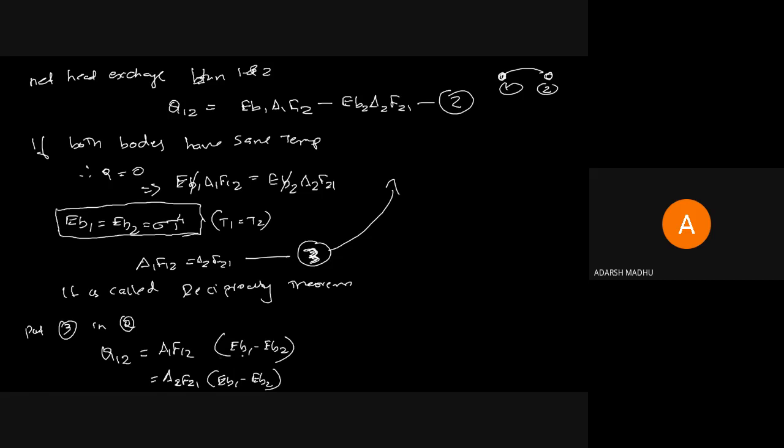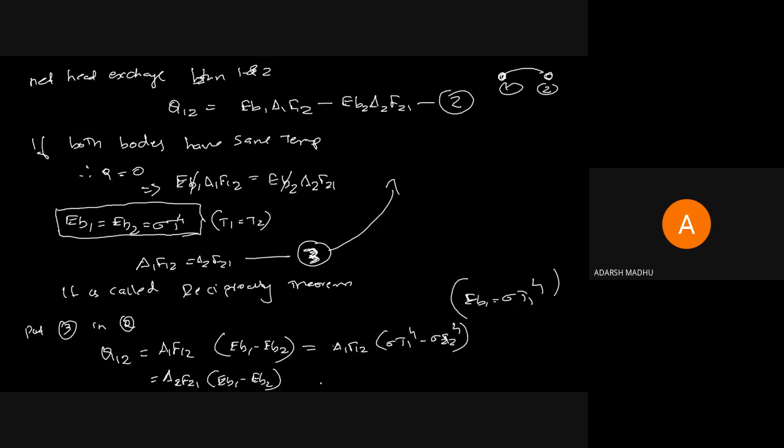A1 F12 into this equation, also written as EB1 equal to sigma T1 raised to 4, EB2 equal to sigma T2 raised to 4. So we can also convert the equation as A1 F12 into sigma T1 raised to 4 minus sigma T2 raised to 4. We can take sigma outside, so the equation becomes sigma into A1 F12 into T1 raised to 4 minus T2 raised to 4.